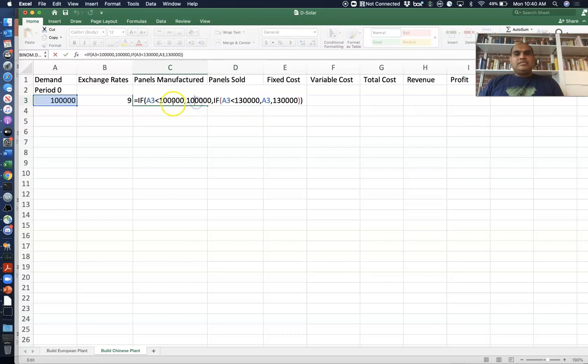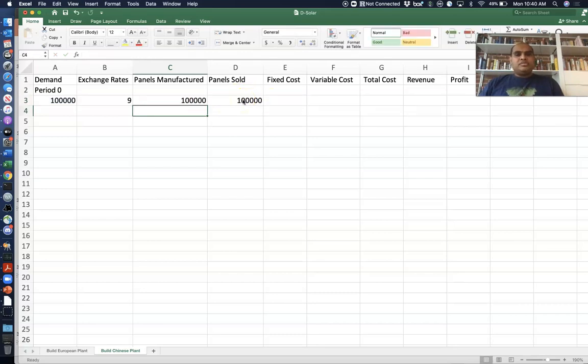So just like this case, we wrote two if functions, but then realized that the first two parts of the if function have the same result. Unlike here, you have different results for each part of the if function. But here you have the same result for the first two parts of the if function. So you can collapse them together and write a single if function.